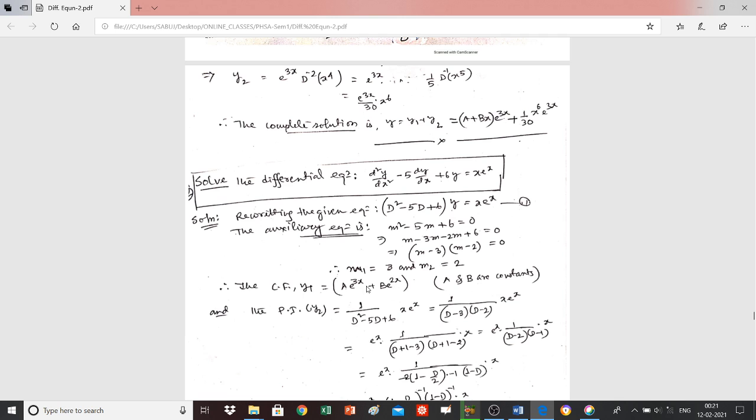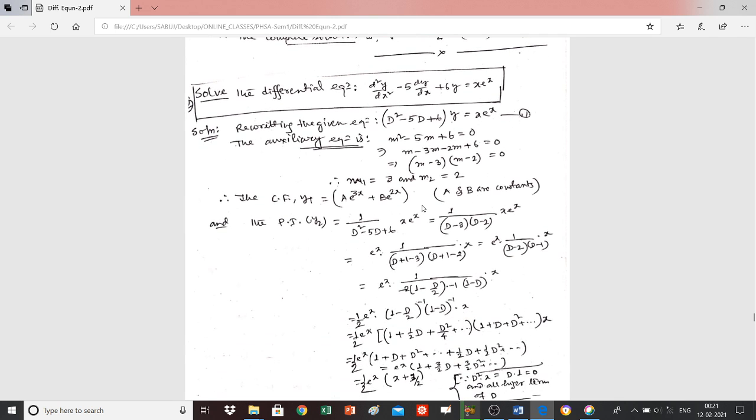So the complementary function is this, and the particular integral is 1 by D squared minus 5D plus 6 of x e to the x, that is equal to 1 by (D minus 3)(D minus 2) of x e to the x. From here you can obtain e to the x times 1 by D, where the 3 should be replaced by e to the a, which in this case is 1.